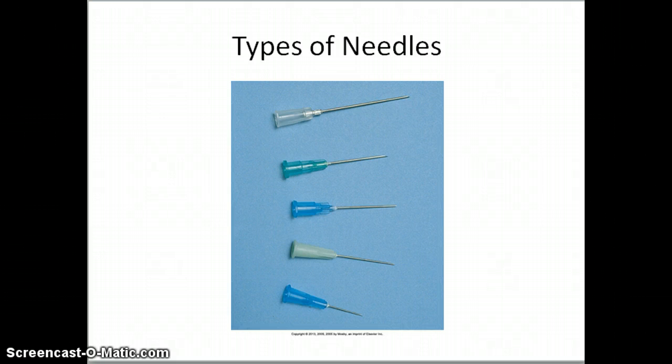So we choose the needle length according to their size and weight, and the type of tissue that the med is going to be injected into. A child or very slender adult may need a much shorter needle. We use the longer 1 to 1.5 inch needle for IM injections. And as the needle gauge becomes smaller, we know the diameter becomes larger. So a 16 gauge is going to be very large. A 23 gauge is going to be very small.